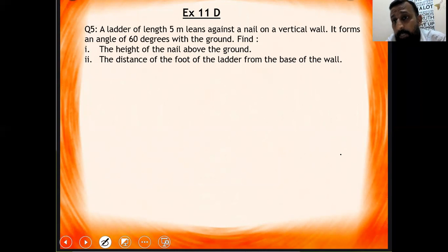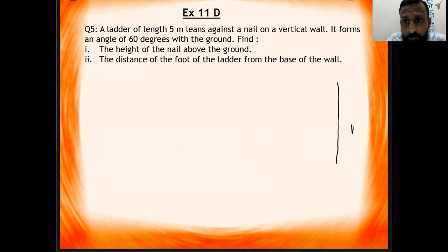So, boys and girls, for a better understanding, always try to make your own figure. The figure gives you a clear picture and understanding of the question. What are they asking about now? They're talking about a wall. So let's make a wall. This is our wall. Now, a ladder of length 5 meters leans against a nail on a vertical wall. Let's suppose this is a vertical wall. Here is a nail somewhere over here. Now, if this is a wall, there has to be a horizontal ground. So this is our horizontal ground.